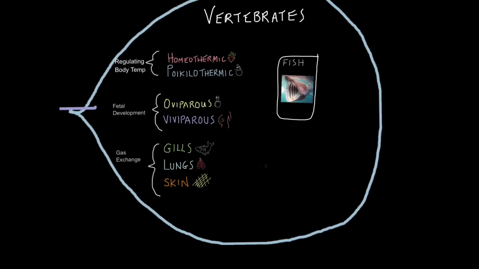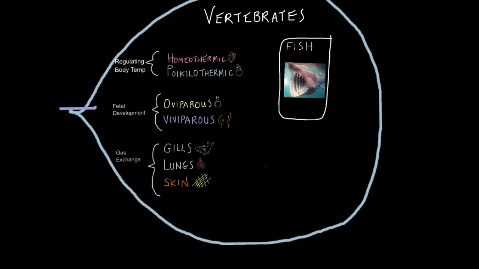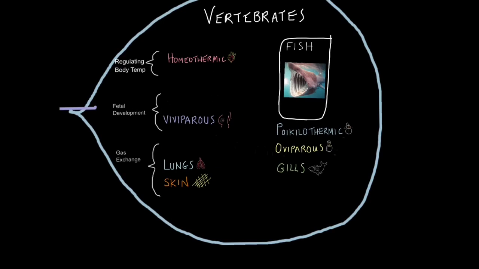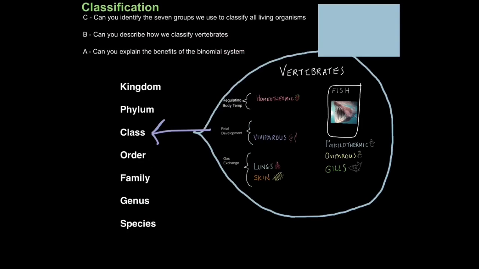And finally, let's look at fish. Fish are poikilothermic, cold-blooded, they're egg-laying, oviparous, and they perform gas exchange through gills. That's what's unique for fish. So in an exam question where you had to describe how you classify vertebrates, you'd say you can do it using 3 sets of features: how they regulate body temperature, how the fetus develops, and how they perform gas exchange. You'd list every single type and then you'd give some examples. So fish, for example, are poikilothermic, oviparous, and they perform gas exchange through gills. And that is how you describe how we classify vertebrates.